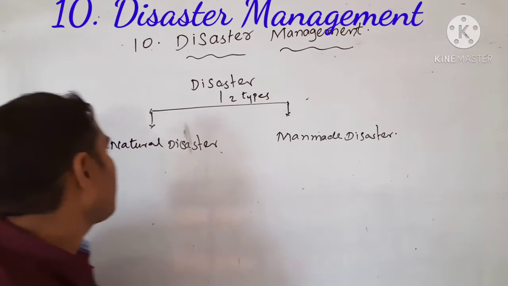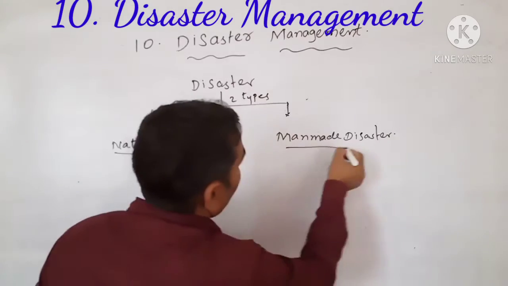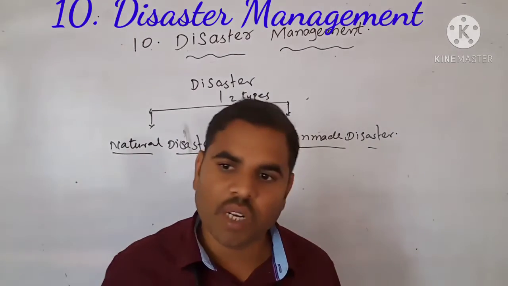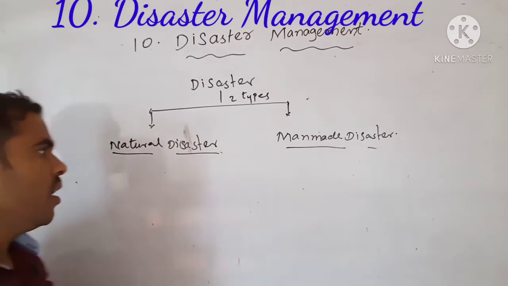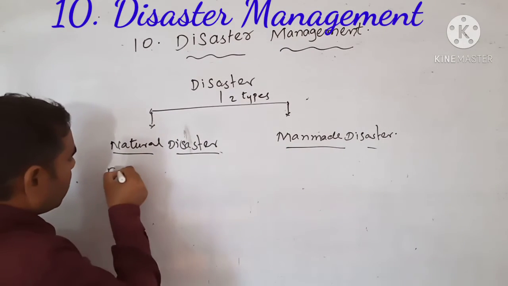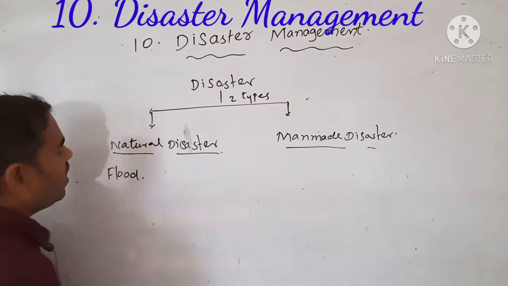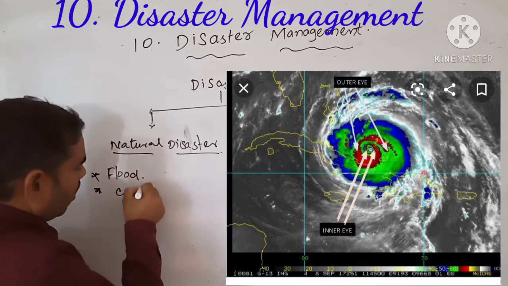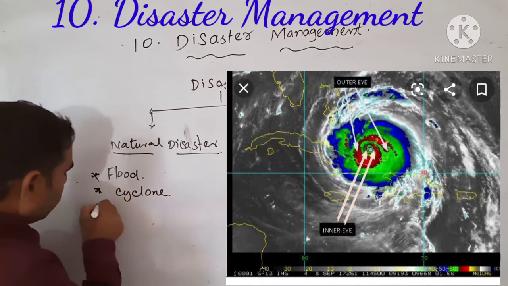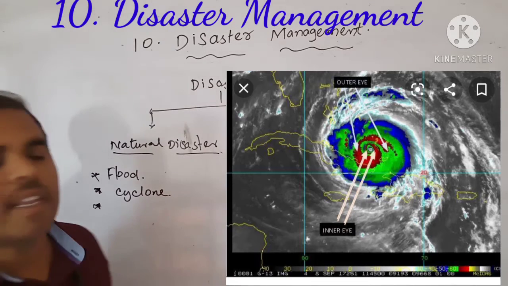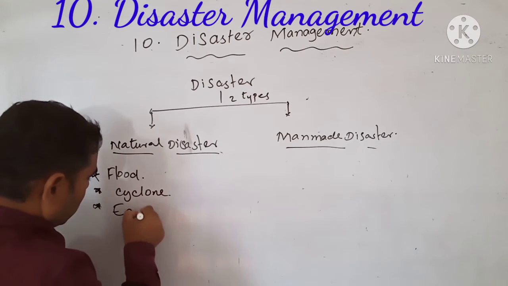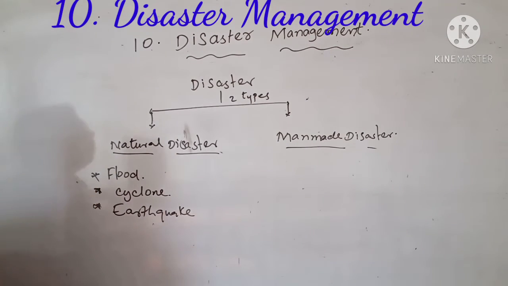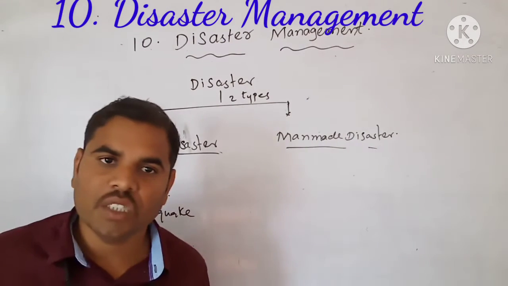What is natural disaster? It is occurring naturally. We are calling it a natural disaster. Flood is a natural disaster. Cyclone, see, it is also a natural disaster. Earthquake. See, these are some examples of natural disaster.